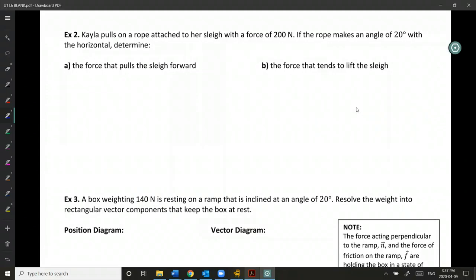Kayla pulls on a rope attached to her sleigh with a force of 200 newtons. If the rope makes an angle of 20 degrees with the horizontal, determine the force that pulls the sleigh forward and the force that tends to lift the sleigh.